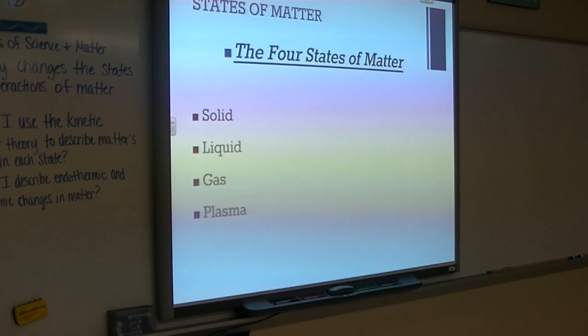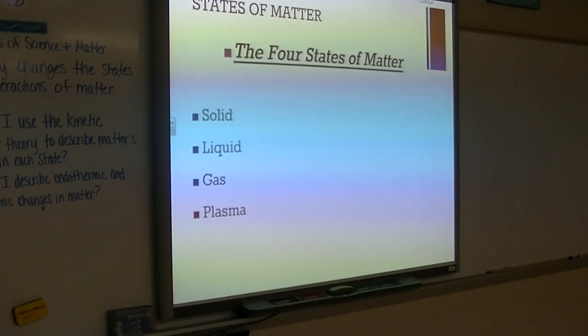So we're going to talk about solids, liquids, and gases. We're going to talk about what kinetic molecular theory is, and then what it does to the particles in each of those states of matter. There are four states of matter: solid, liquid, gas, and plasma. I typically get the most questions about plasma, so we actually don't spend any time on plasma, but I'm going to show you some pictures so you know where plasma is found.